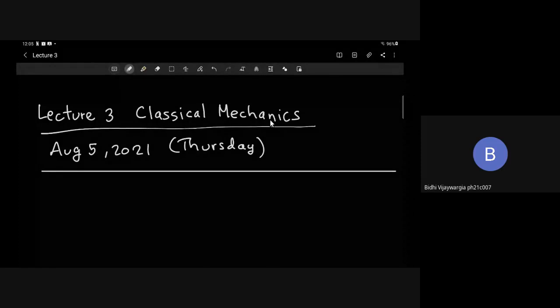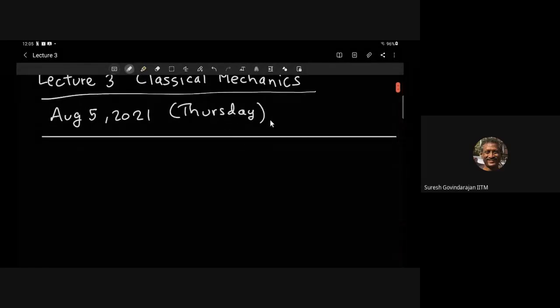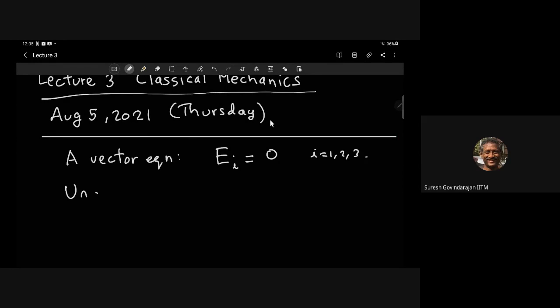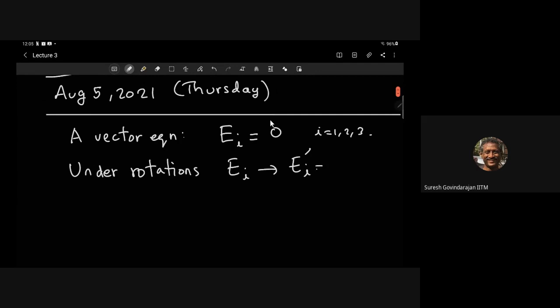Can you see my screen? Yes, sir. Okay, good. So a vector equation is a set of three equations, which I wrote like this: E_i equal to 0, with i equal to 1, 2, 3. Under rotations, E_i goes to E_i prime, which is equal to R_ij E_j.